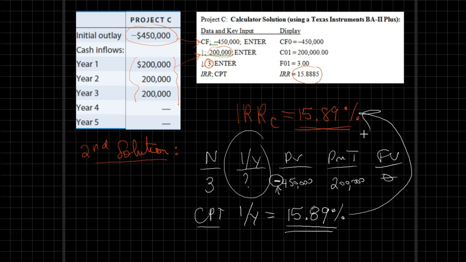So that's where we will stop our solution. We were able to calculate the IRR for 3 separate projects, and for project C, because the stream of income was even, we provided a second solution for that project. So we are done with this solution. Hope you enjoyed the lecture.